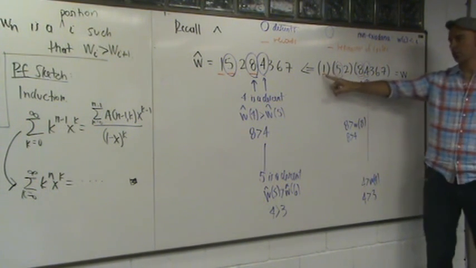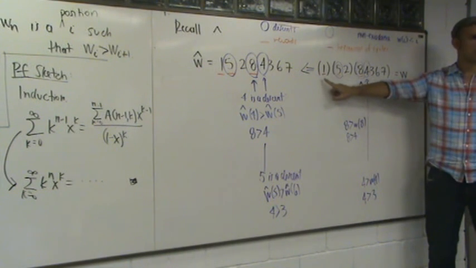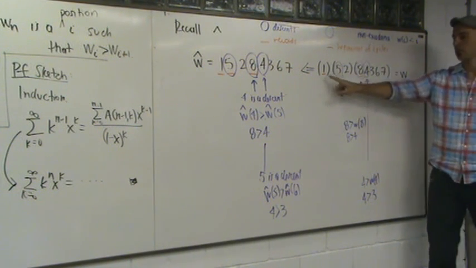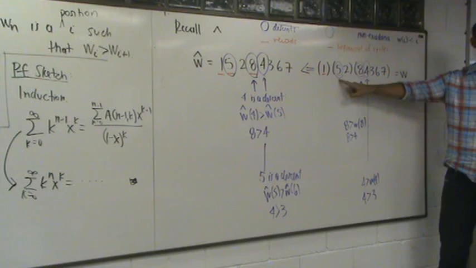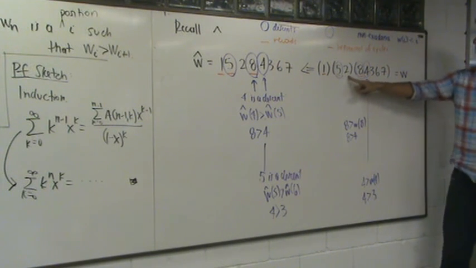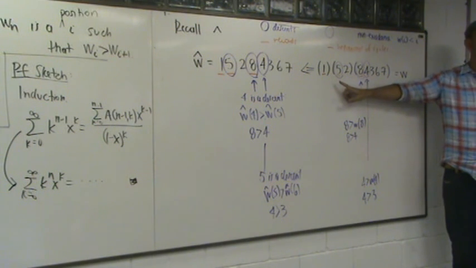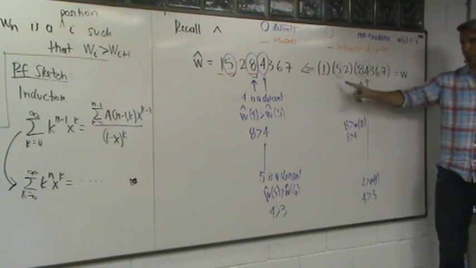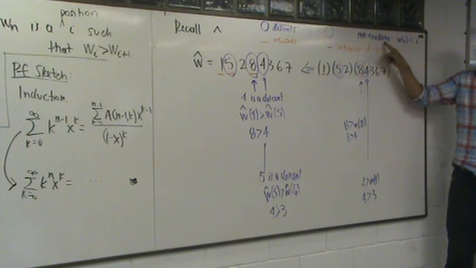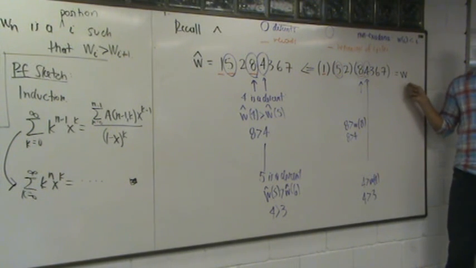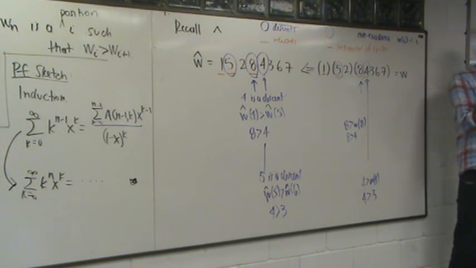So you see, the W of 1 is not less than 1, so that guy doesn't count as a non-exceedance. W of 5 is 2, which is less than 5, so this guy is a non-exceedance. W of 2 is 5, which is bigger than 2, so that's not a non-exceedance. And so you see that the point is 5, 8, and 4 are the non-exceedances of W. The numbers such that W of them is smaller than them.